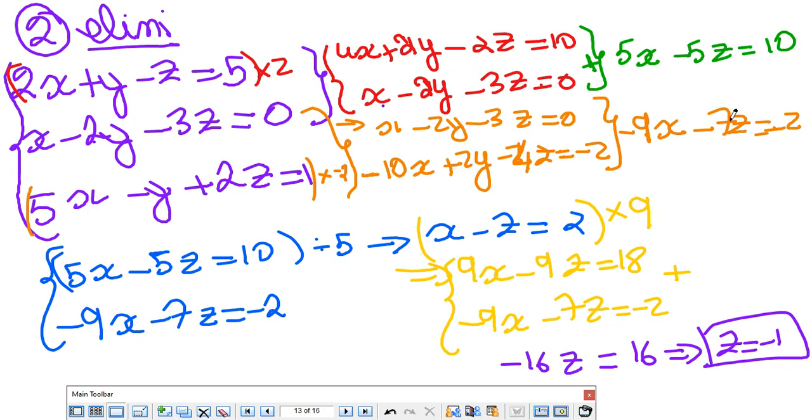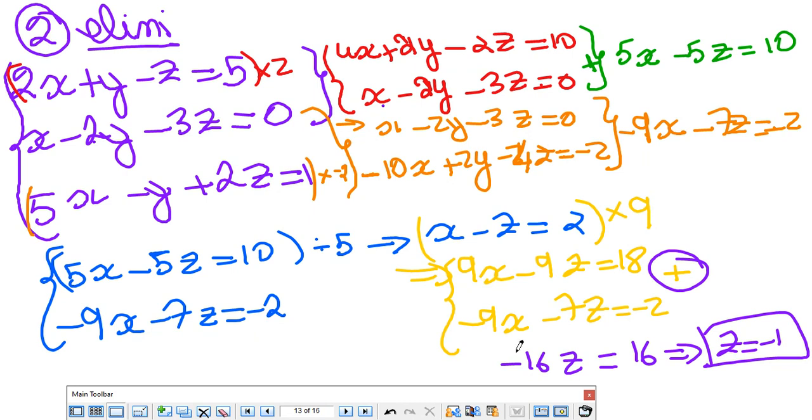And now I can form a new system of two variables with x and z. I need to solve it by elimination too. But I noticed that I can divide by 5 to make this equation simpler. So I got x minus z is equal to 2. Then I multiplied it by 9 to have opposite coefficients for x. This equation becomes 9x minus 9z is equal to 18. The second one is already here, minus 9x minus 7z is equal to minus 2.